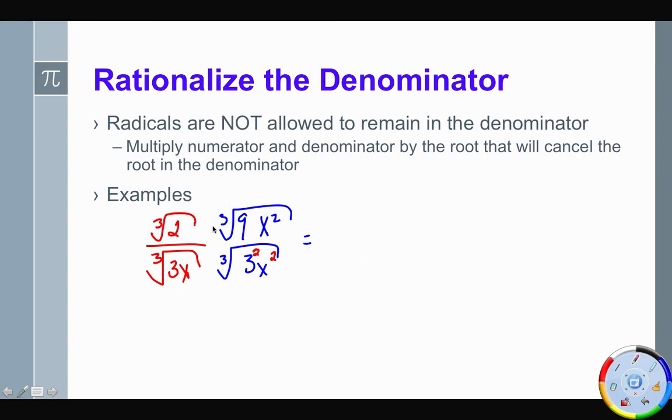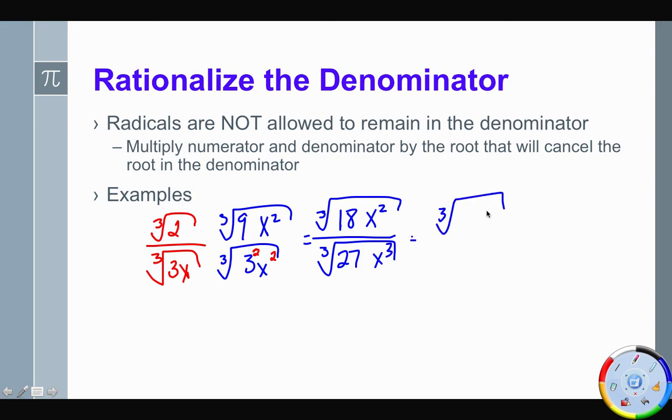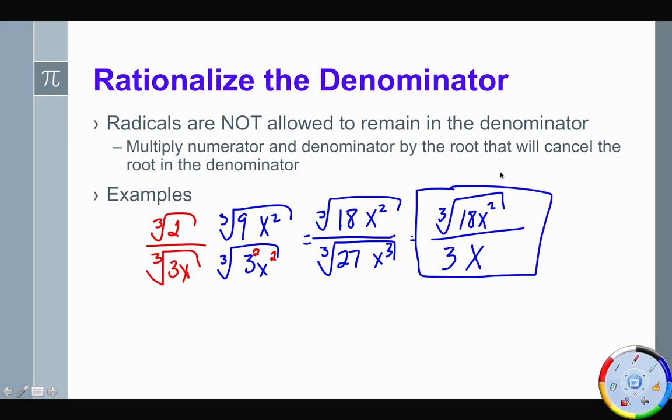Now notice what happens. We can get the cube root of 2 times 9, which is 18. And x squared is just x squared. Over. Here we get the cube root of 9 times 3 is 27. X squared times x is x to the third. And then we can simplify using our numbers and variables that we did in the previous problems. Cube root of 27 is 3, and the cube root of x cubed is x, and you are done.